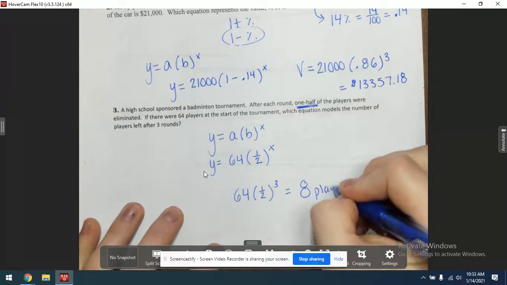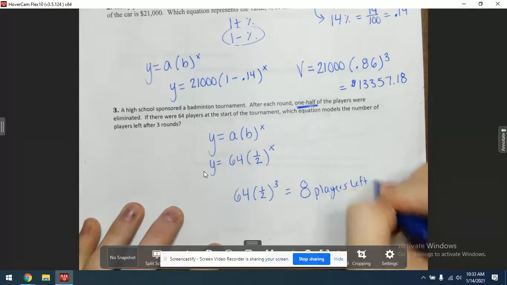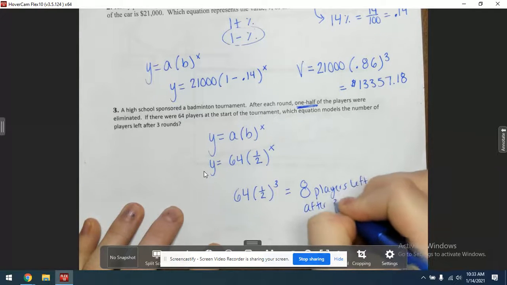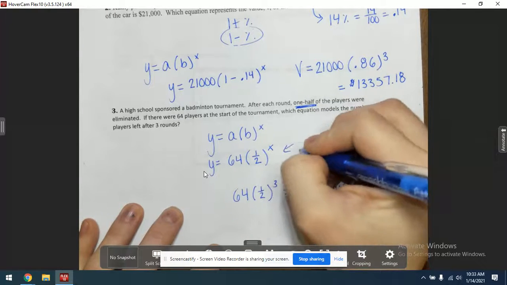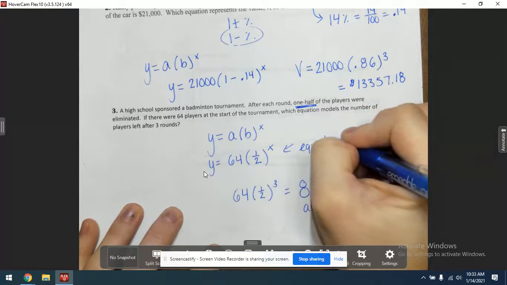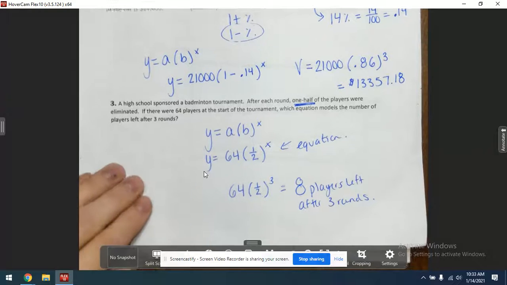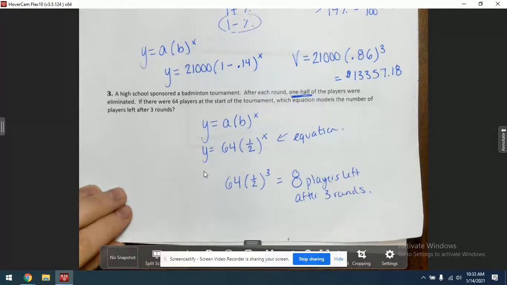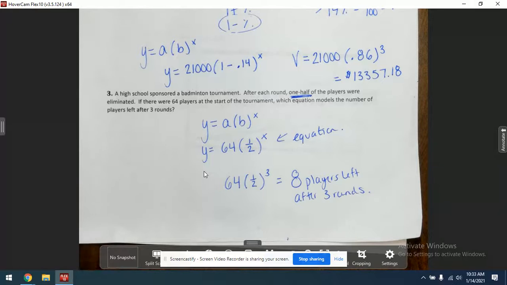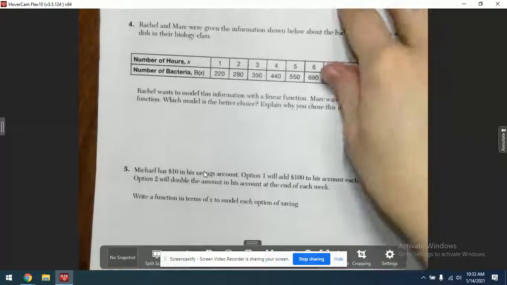8 players will be left after 3 rounds. This is your equation. All right. Good so far? So remember, if it's not a percent, you just take that number and put it in there. All right, I love this problem here. This is actually, both of these are Regents problems.